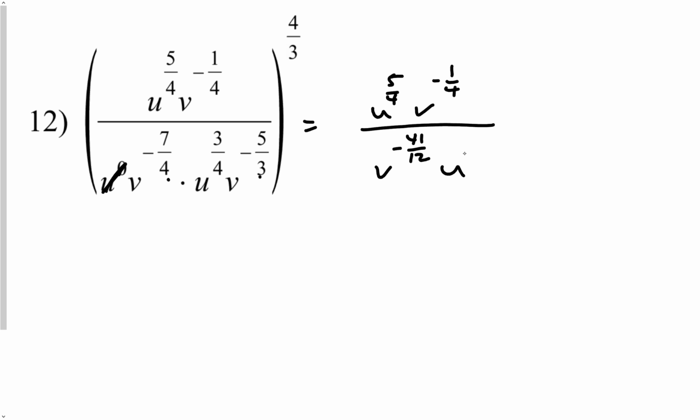U to the 3/4. U's are easy to see here. Top's bigger than the bottom. Okay, so subtract. 5 over 4 minus, cancel out the 3 over 4 with 5 over 4 here, and we're left with 2 over 4 on the top, which is 1/2.